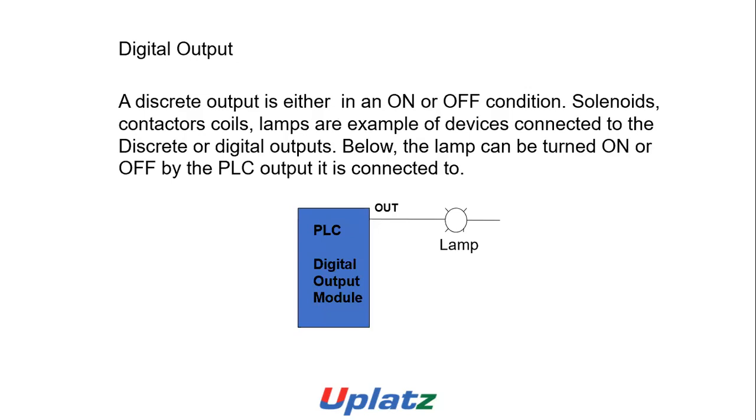The digital output, as a discrete output, is either in an on or off condition. Large contactors, coils, and lamps are examples of devices connected to the discrete or digital output. Below, the lamp can be turned on or off by the PLC output if it is connected to it.